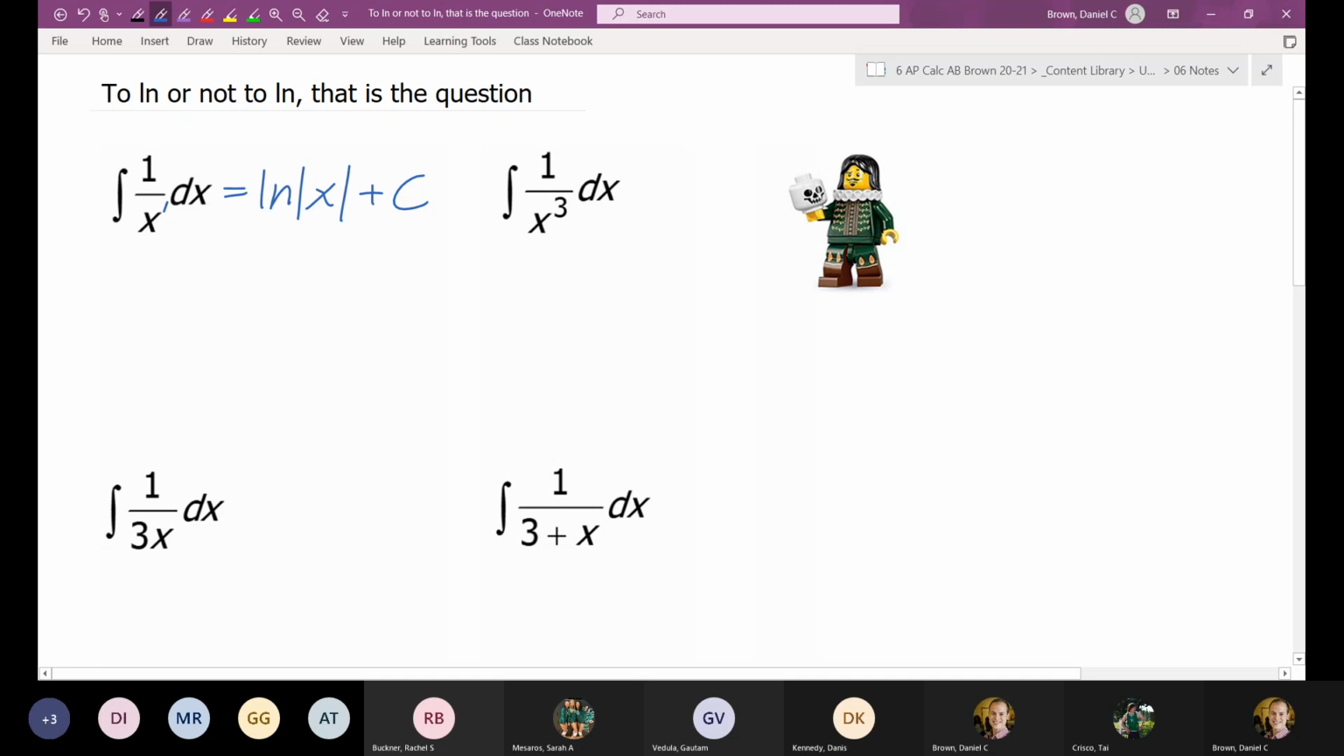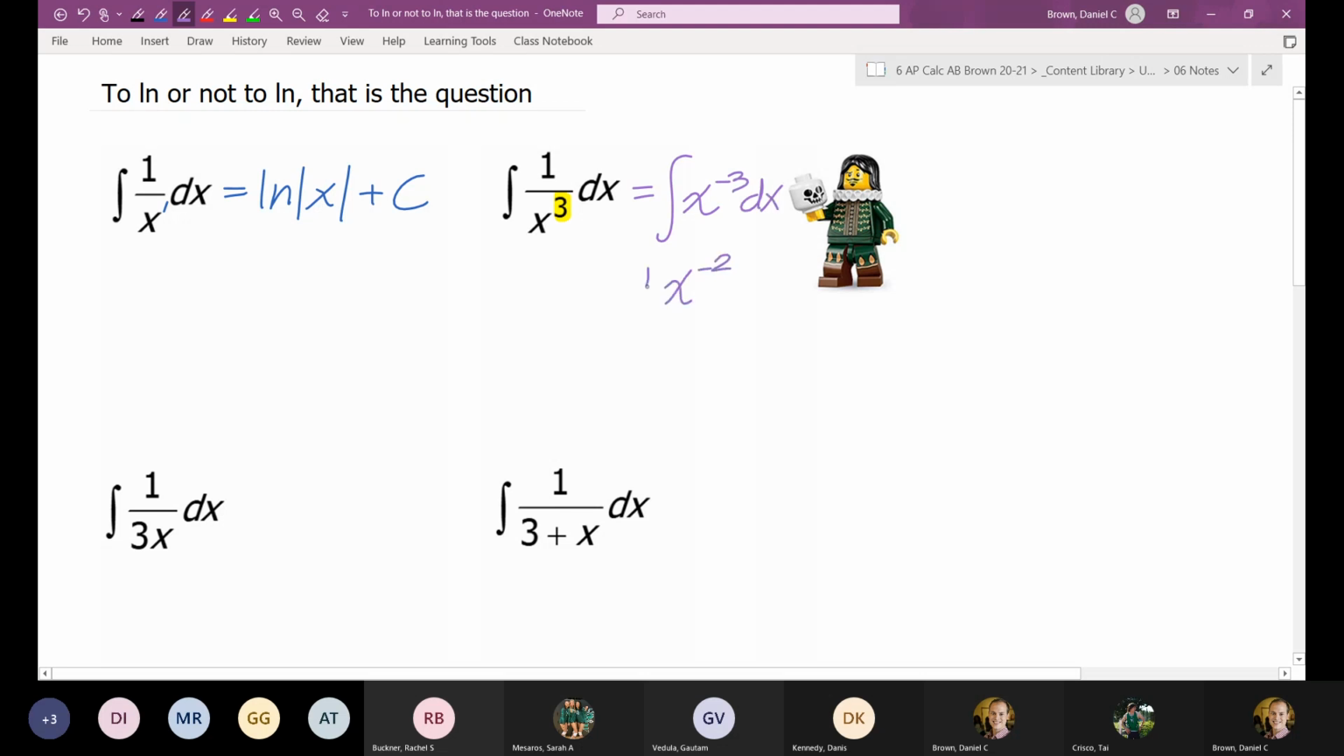x to the third power. So our denominator is not raised to the first power. We actually know how to do that one. What would you need to do in order to integrate that problem? x to the negative third. This one, we can rewrite it and use the power rule.